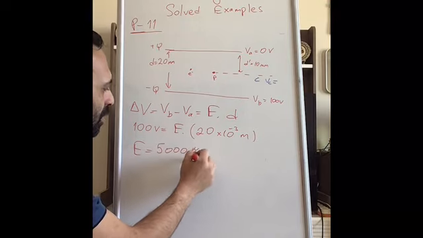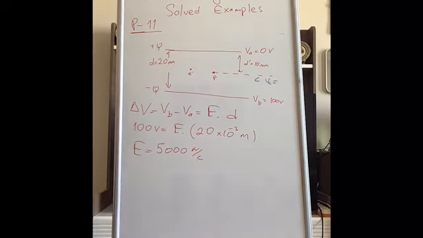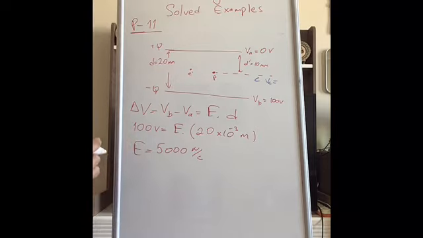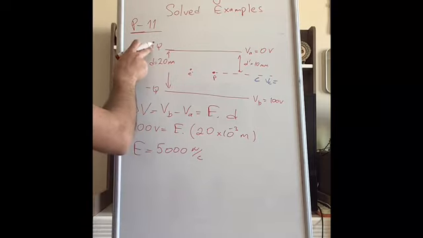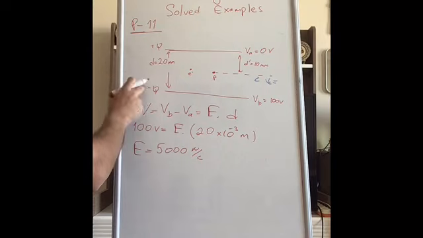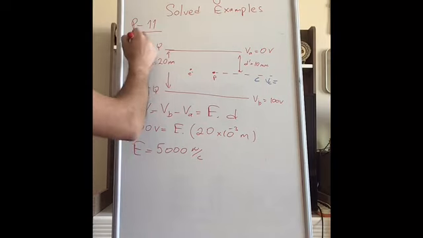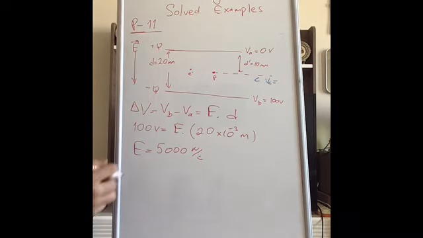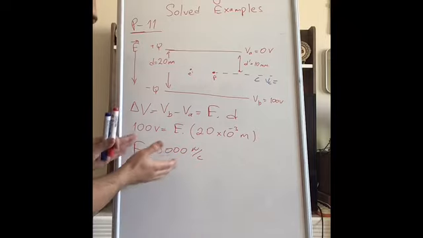5,000 Newton per Coulomb. And we know the direction of the electric field, right? The electric field lines are getting away from the positive charges and coming toward the negative charges. So this is the direction of the electric field, whose magnitude is 5,000 Newton per Coulomb. I mean, it's not asking the question, but it might be useful, so let's just put it here.